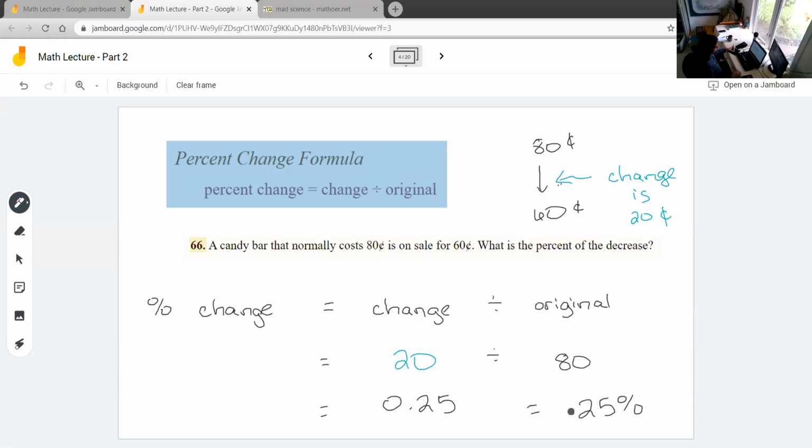This could have instead asked me, what is the percent of the new price? And then I would have done 60 divided by 80. But it didn't. It asked me what's the percent of the decrease, so I had to find the decrease. So just a heads up on that one. The change amount has to match what they're actually asking you for. We'll get to other problems later where they ask you what's the new price, but for now we're just doing the changes, which might be secret until you find them.